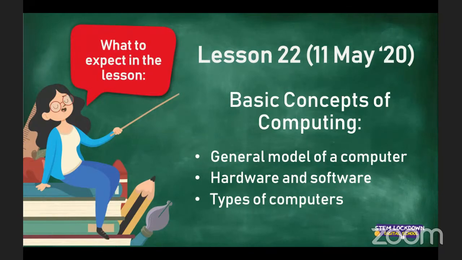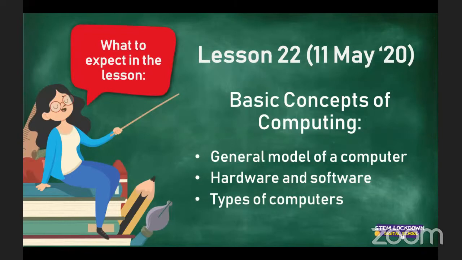I just want to spend some time recapping what we should already know. So I'm not going to spend too much time on every little concept. I'm going to take the whole chapter of basic concepts of computing, and I just want to focus on 3 areas. I'm going to make sure that you understand what the general model of a computer is. I also want to define what hardware and software is, look at the different types, and then what the different types of computers are.